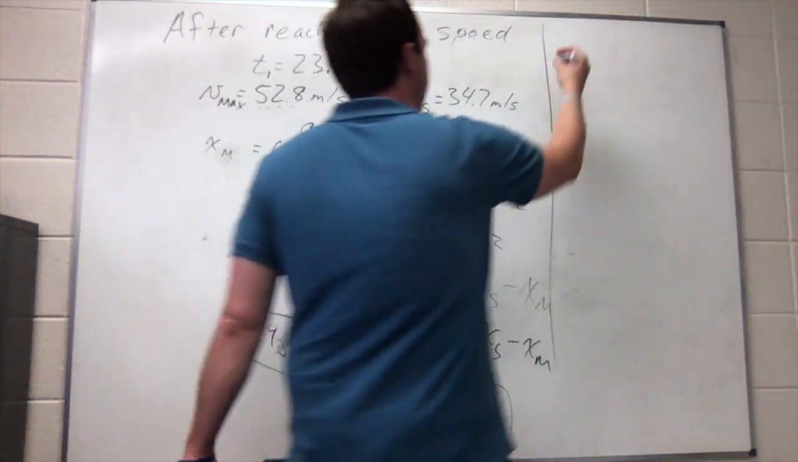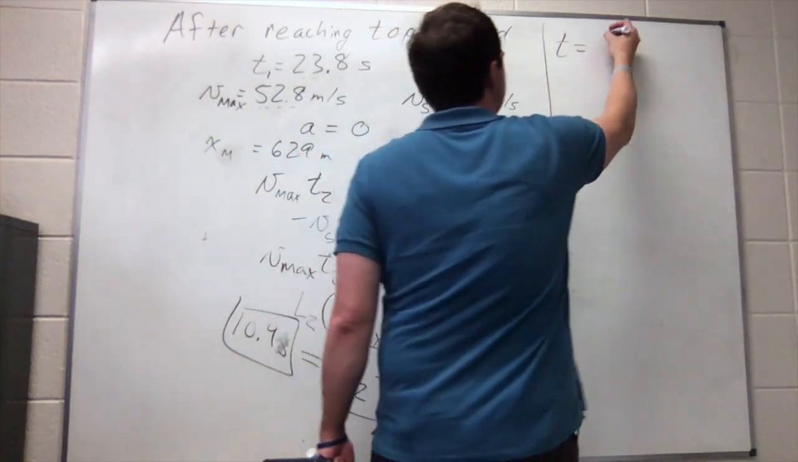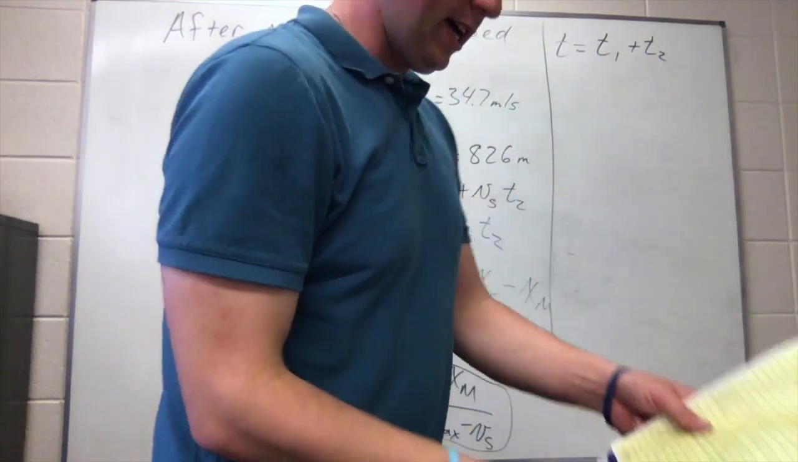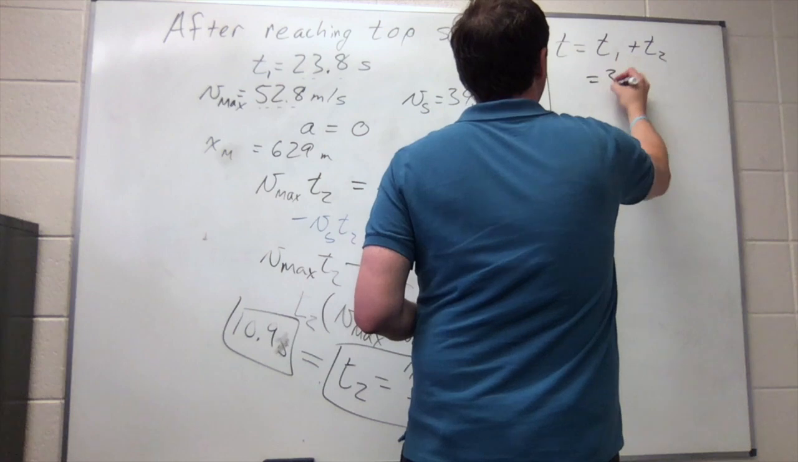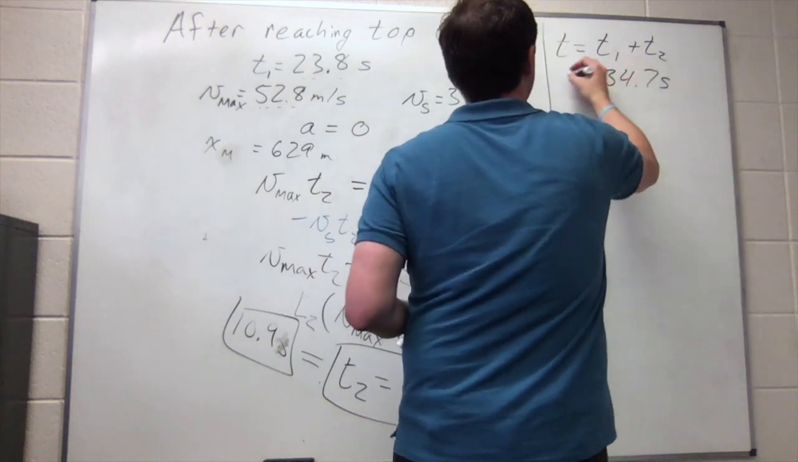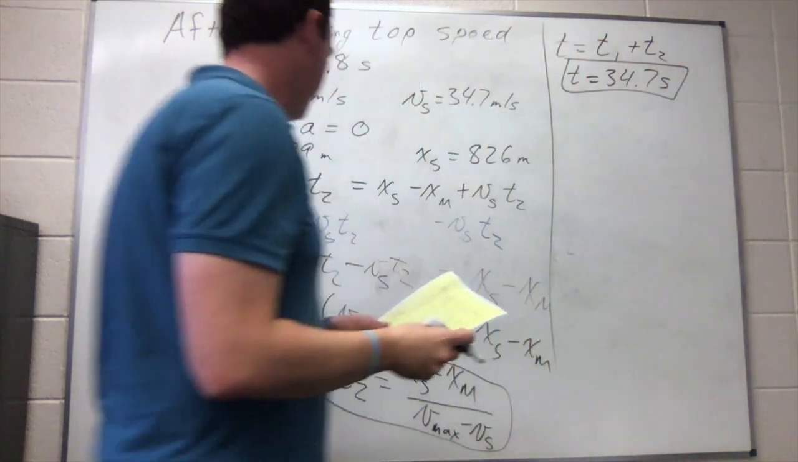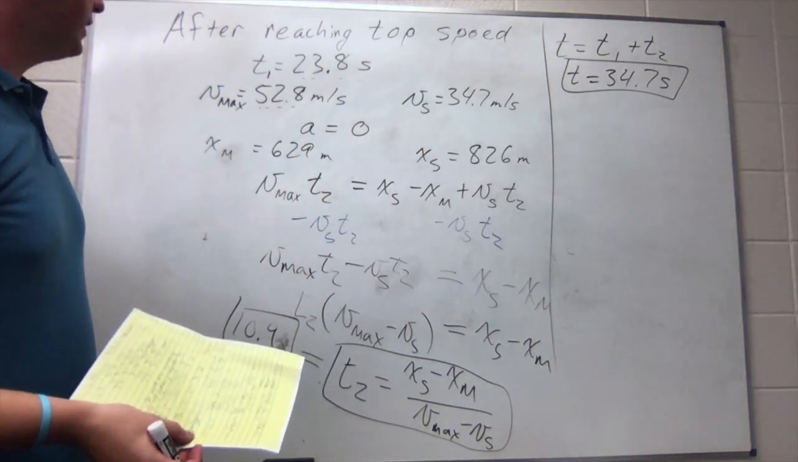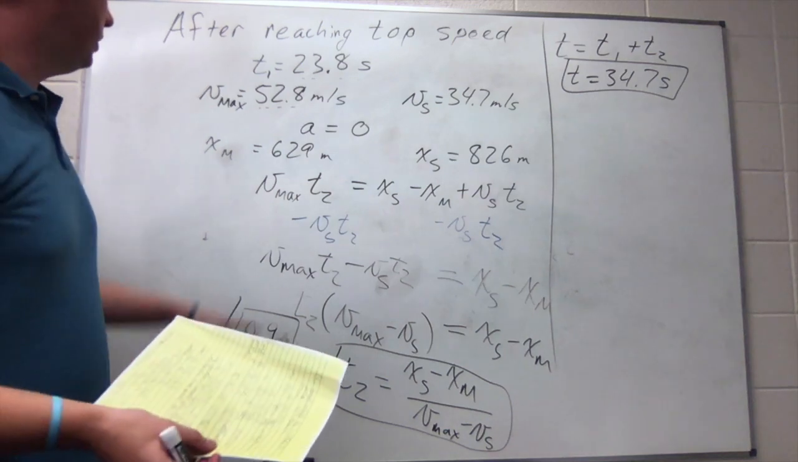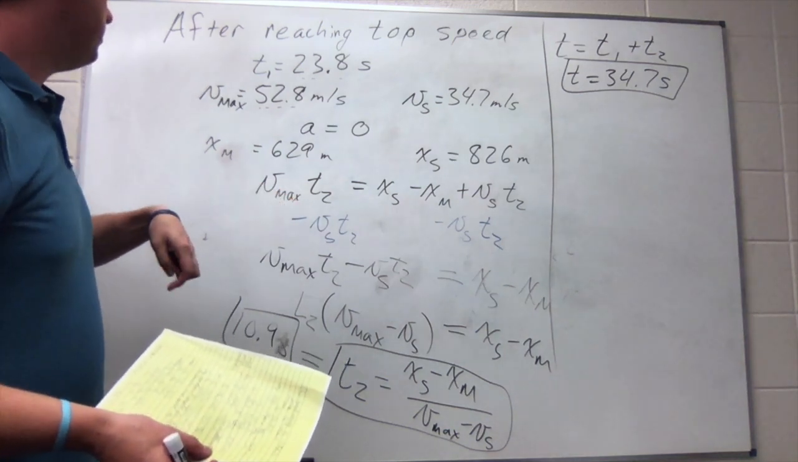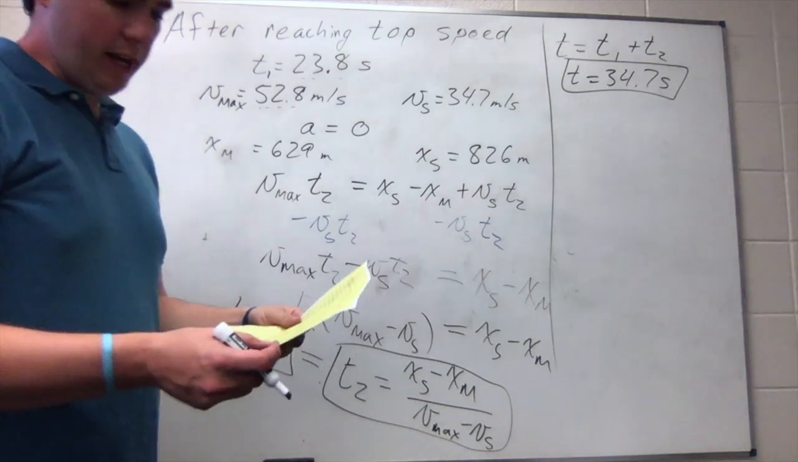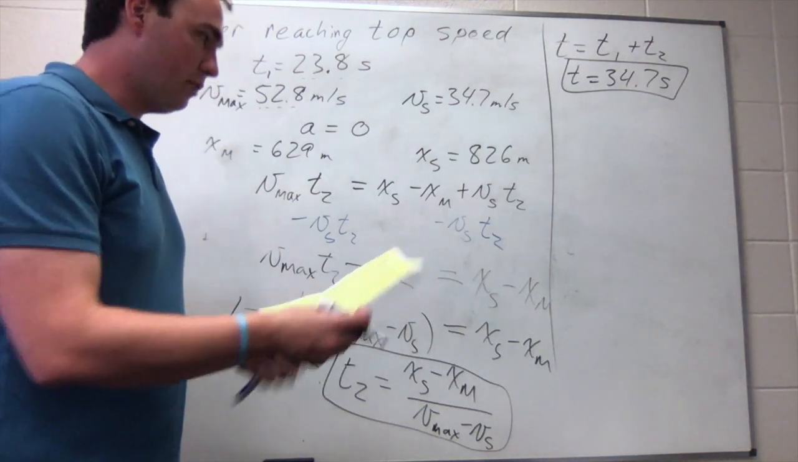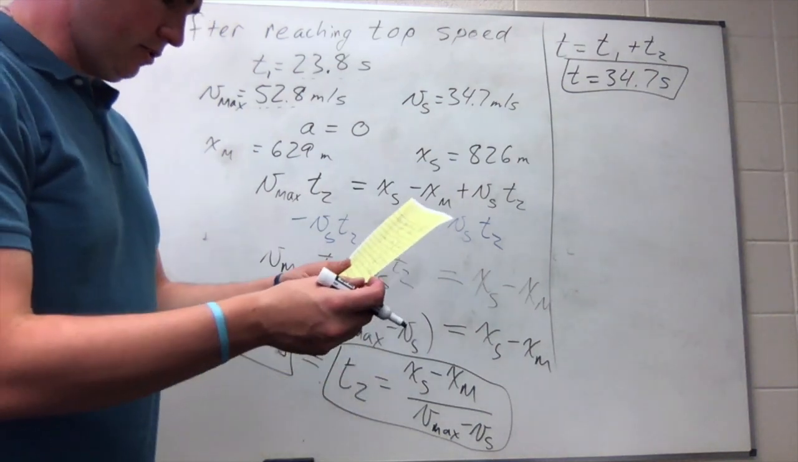That means that the total time is equal to T1 plus T2, which gives me a total time of 34.7 seconds. And then I need to find the distance covered in this second time. So I can take T2 and plug it in and multiply it by either of the top speeds, or plug it into the distance equation for either one.